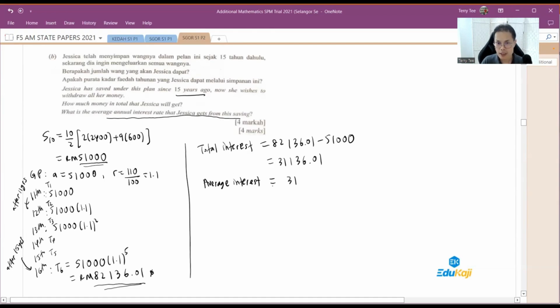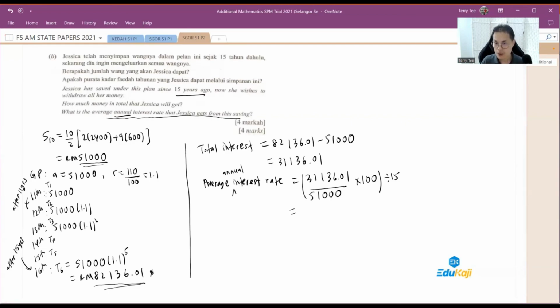average interest rate, we have to use rate. We take 31,136.01, divide by your total investment, 51,000. And then you times 100, and this amount you divide by 15, because we are talking about average interest rate for the whole 15 years. But if you want annual interest rate, you got to divide by 15.